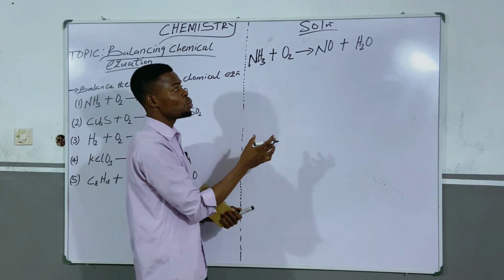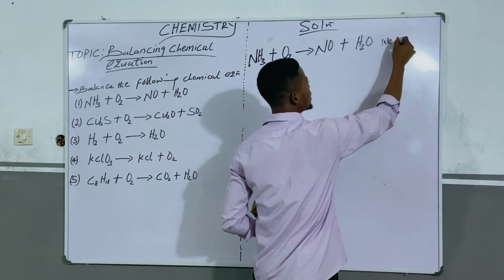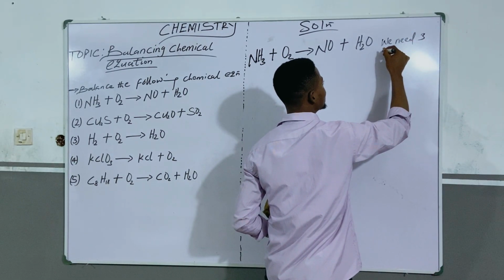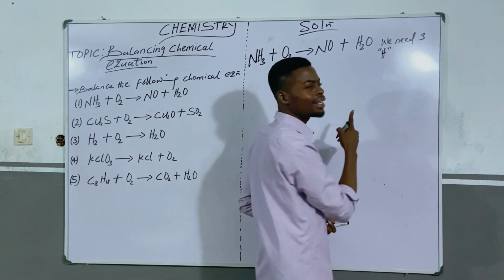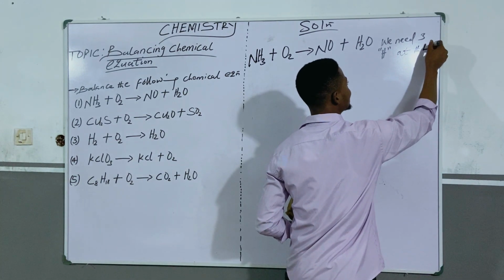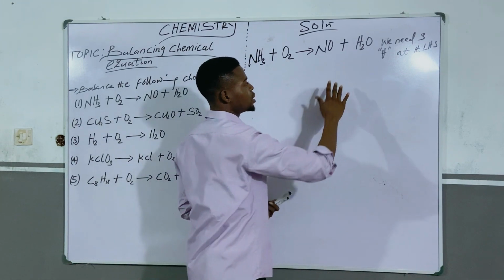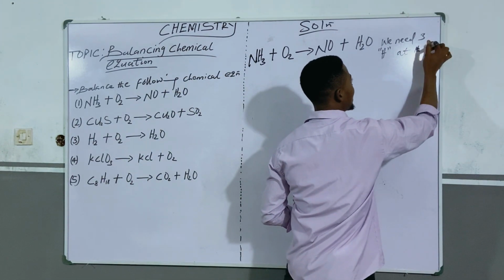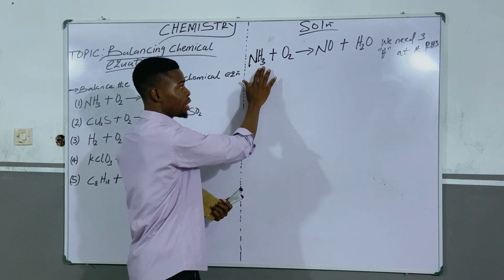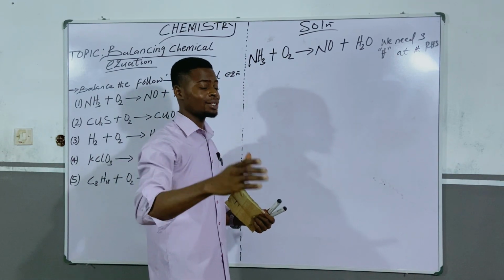So this implies that we need 3 hydrogen at the right hand side, because we have 3 here and we have 2 here. So we need 3 hydrogen here. Okay, and that is where my simple trick comes.